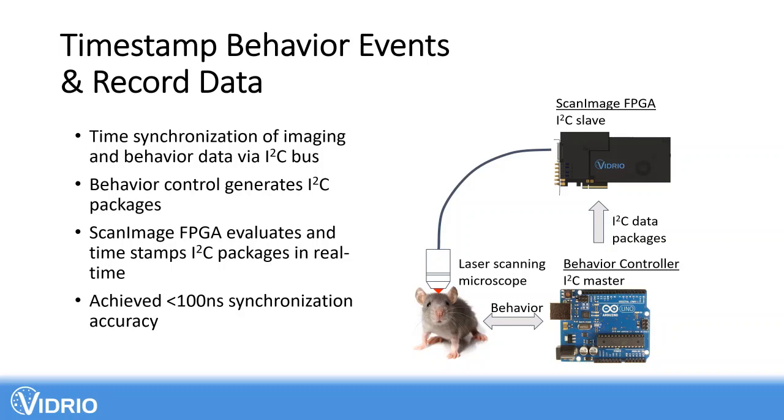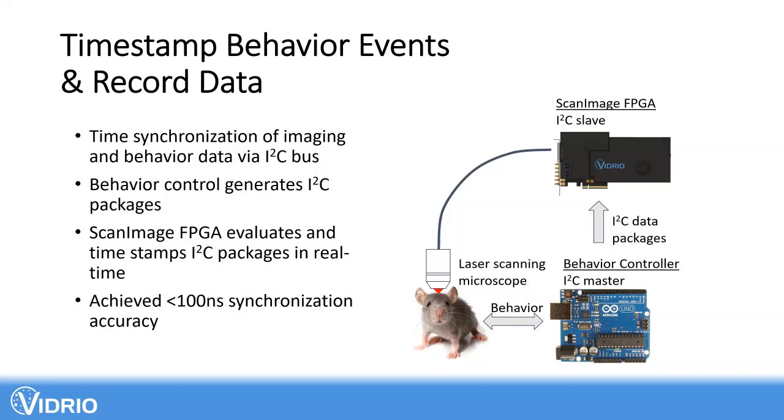The behavior device generates these I2C packets. The FPGA ScanImage part can evaluate and timestamp them, and the accuracy is better than 100 nanoseconds in terms of synchronization with this. So you get into that sub-microsecond scale with this kind of system. This is the way the Tank Lab does it. Other people have done it differently, but this is a really cool I2C approach that we thought was clever that they came up with.